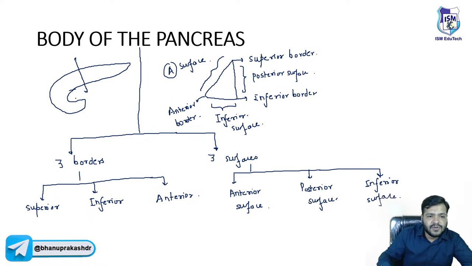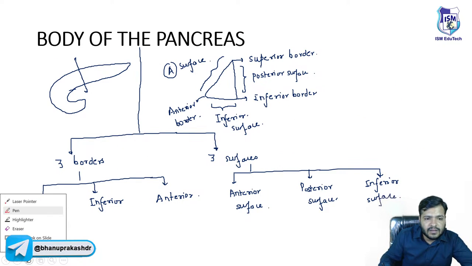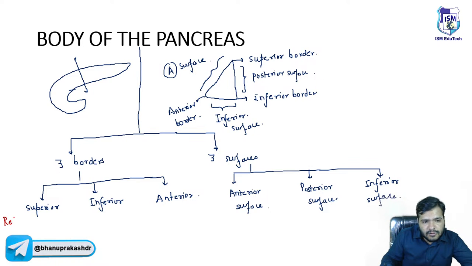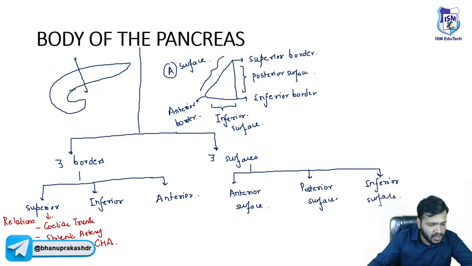So yes, if you talk about the relations, one by one, you should know that the superior border is related to the celiac trunk, splenic artery, and yes, I'm writing it over here, the common hepatic artery. Common hepatic artery. Okay. What is CHA? Common hepatic artery. These are branches of the celiac trunk only, which is just above it.